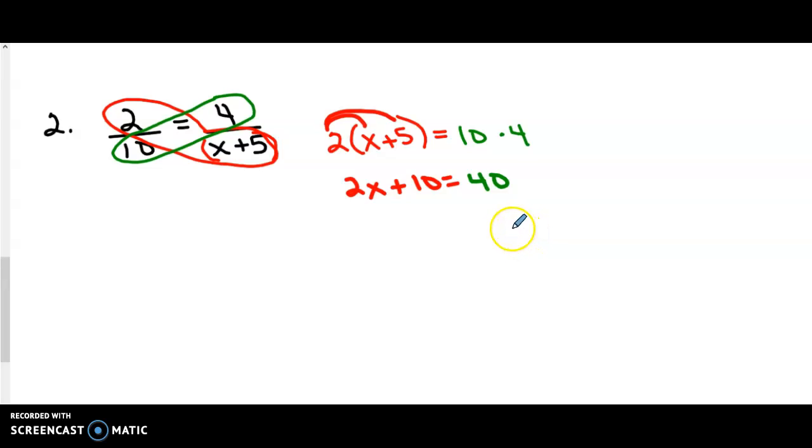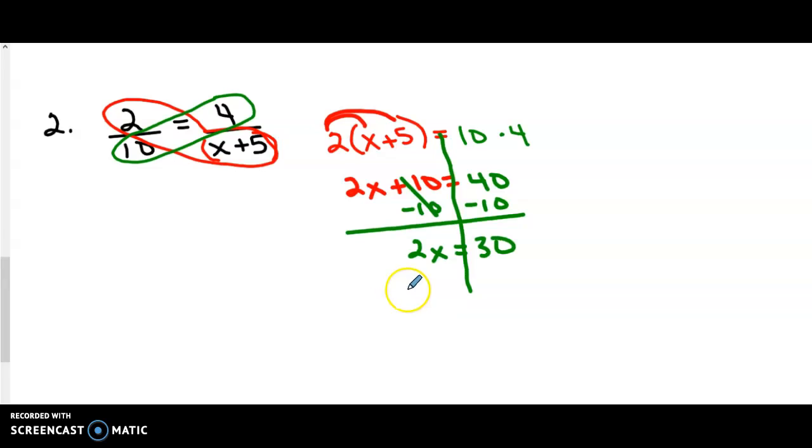Step 3 is to solve. So we're just going to solve for x. This is like a 2-step equation. So we want to get x by itself. So we don't want to touch this term yet. So let's get rid of this plus 10. We're going to get rid of this plus 10 by doing the opposite of addition, by subtracting 10 on both sides. So these cancel out. We are left with 2x equals 40 minus 10 is 30.